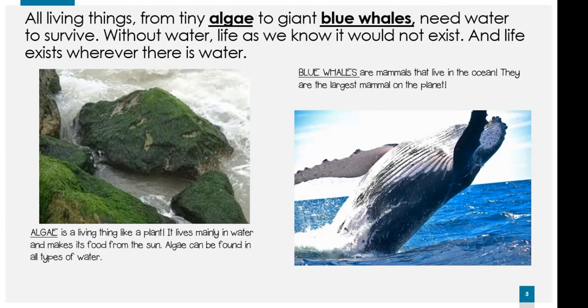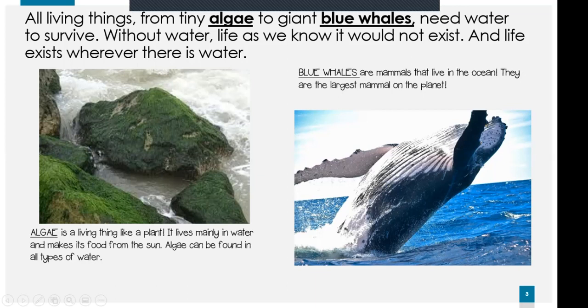We don't always want that in our fish tank. Sometimes our fish eat it, sometimes they don't, and it just makes our fish tank look yucky. But it just grows everywhere, and it makes its own food so that it keeps living. See, it just grows. We don't plant it or anything. It just appears.